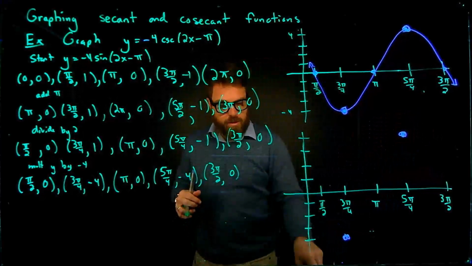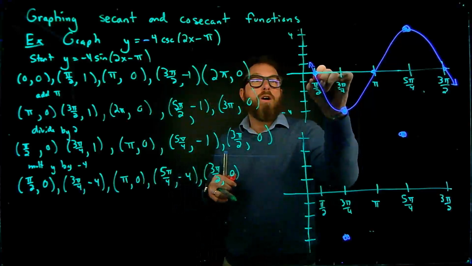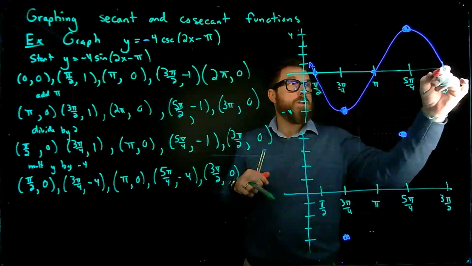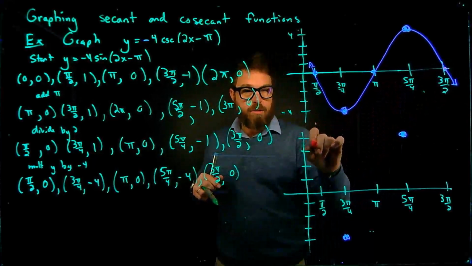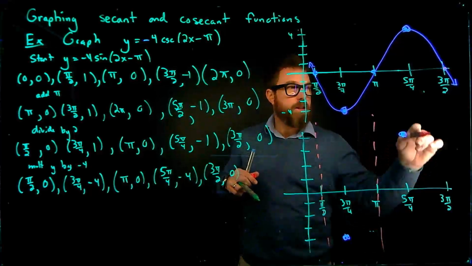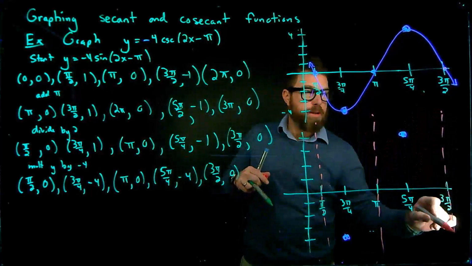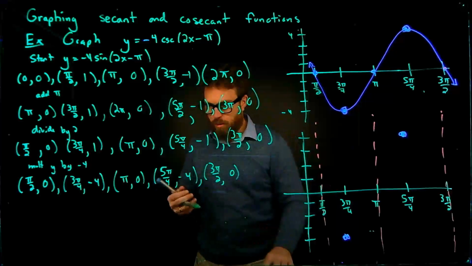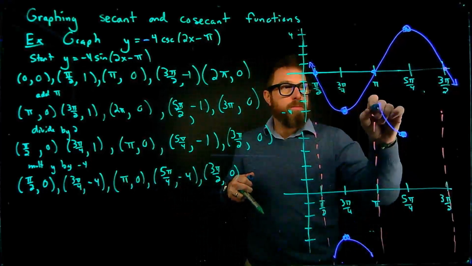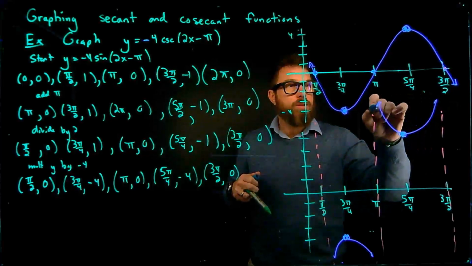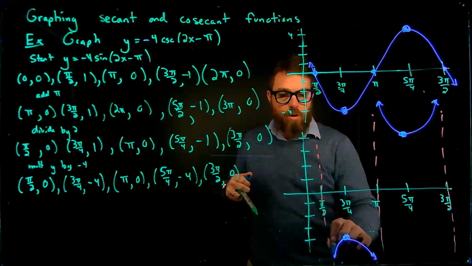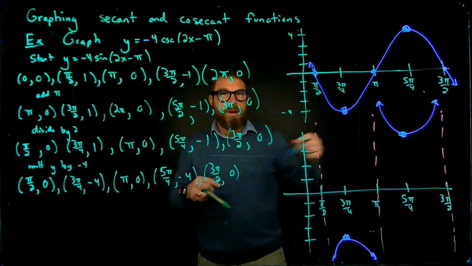But the difference is all your x-intercepts end up being vertical asymptotes. So I can see I'm going to have an asymptote here, another one here, another one here, and then we have that same kind of U up and U down kind of thing going on. So this will shape down. This will shape up. And again, this is just a single cycle. It's going to keep repeating itself over and over again, this way and also this way.